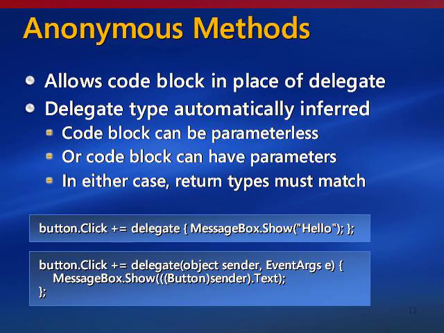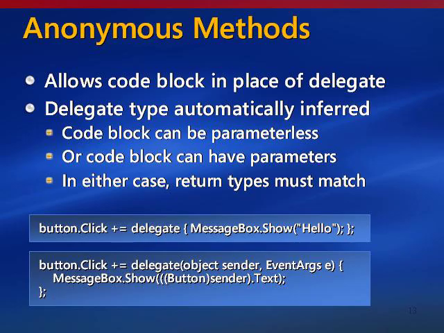Now, anonymous methods come in two forms. If you don't care about the arguments that the delegate is providing to you, you can just say delegate, open curly, write some code. If you do care about the arguments, you can say delegate, argument list, open curly, and write some code that uses the arguments.